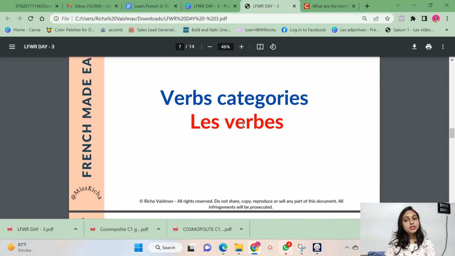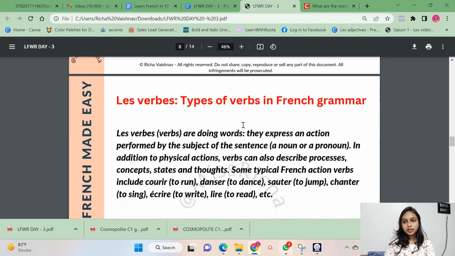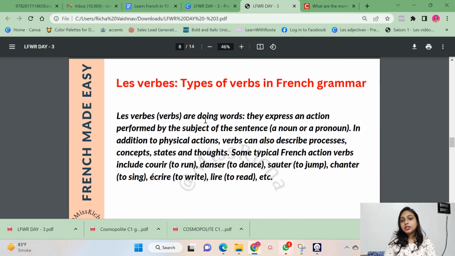So next we have verb categories. Les verbes en français. Now the types of verbs in French grammar. Les verbes, the verbs, are the doing words. Now what is a verb? A verb is any action you perform. Okay, like I'm teaching right now, this is an action, it's a verb.